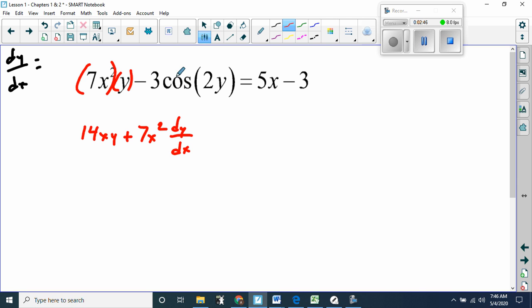We've got -3 times cosine of something. So derivative of cosine is negative sine, so that's going to change that to plus 3 sine of 2y times the derivative of the inside. So the derivative of 2y is 2 dy/dx. Derivative of the right side is 5.